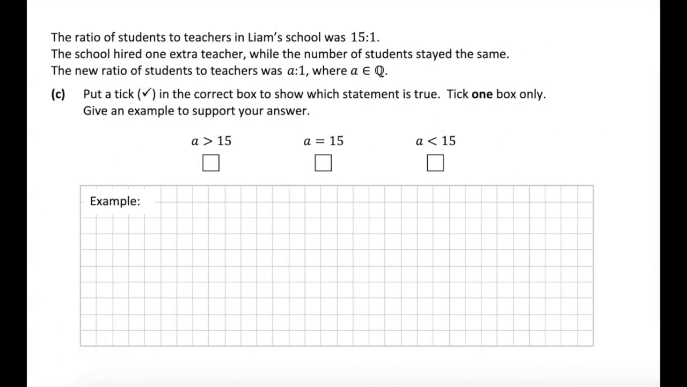So the third part of the first question is the most difficult one, but it was also the one worth the highest marks. So let's take a look and see if we understand it to make sure that we solve it correctly. The question tells us that the ratio of students to teachers in Liam School was 15:1. That means it's the ratio. The school hired one extra teacher while the number of students stayed the same. The new ratio of students to teachers was A:1, where A is a member of the set of rational numbers.